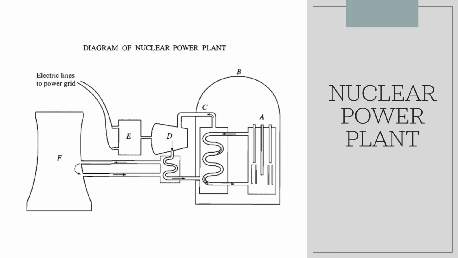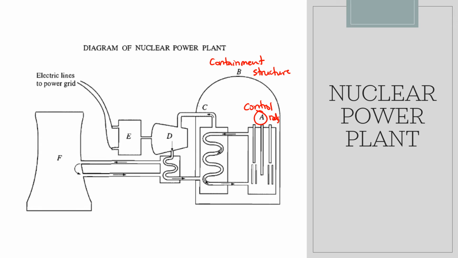Moving on to nuclear power. A is the site of the control rods, which are used to regulate the fission reactions of the fuel rods. Again, A, control rods. B is the containment structure. It contains, you guessed it, radioactive reactions. So containment structure.